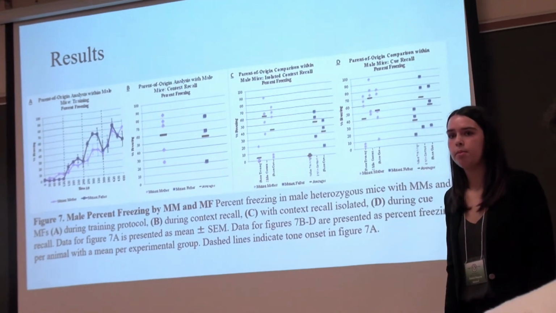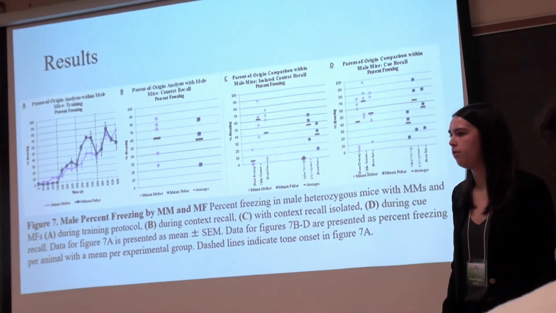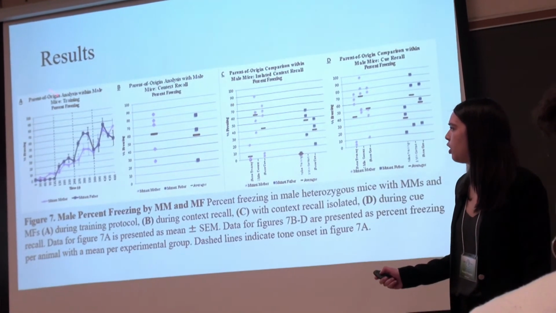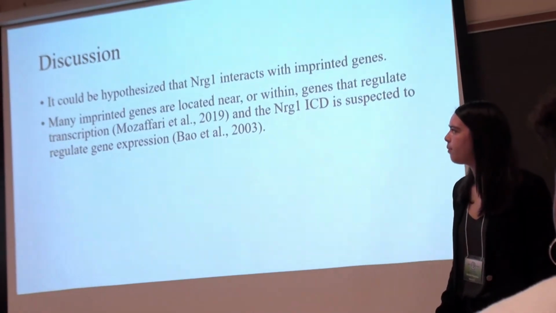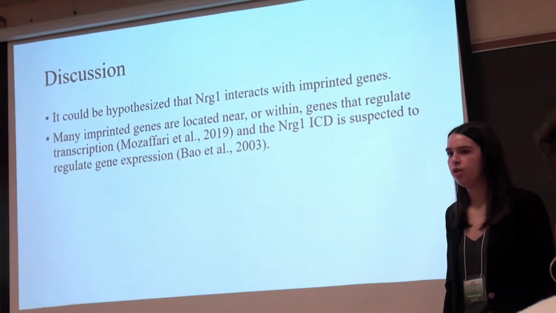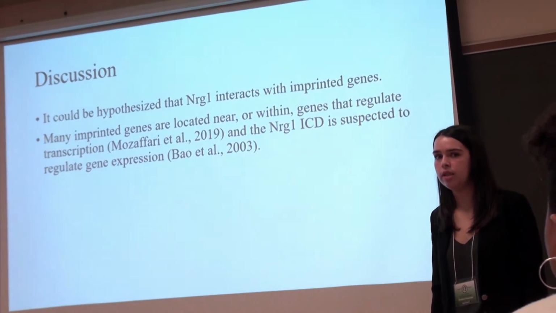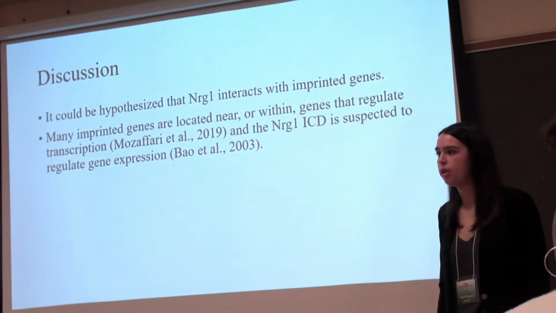Figure 7 is the male parent of origin data. However, no significant differences were exhibited across training, contextual recall, or cue recall. My results indicate that the type 3 neuregulin 1 intracellular domain could interact with imprinted genes. Imprinted genes are those which are influenced by their parent of origin.